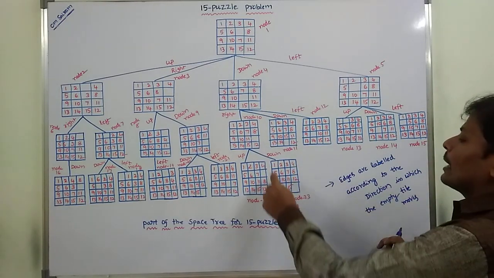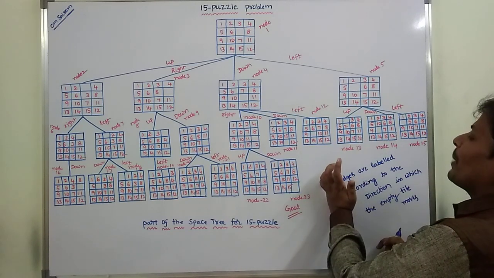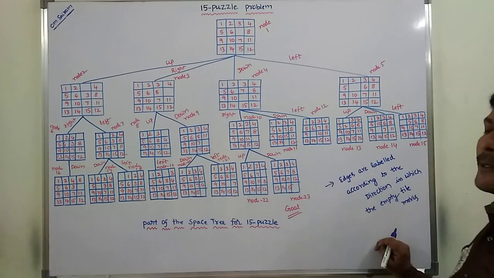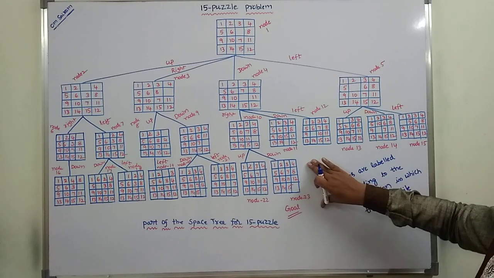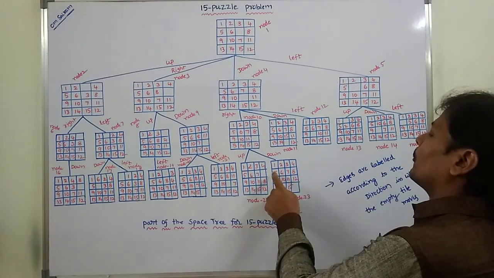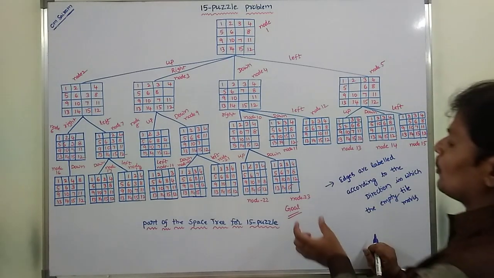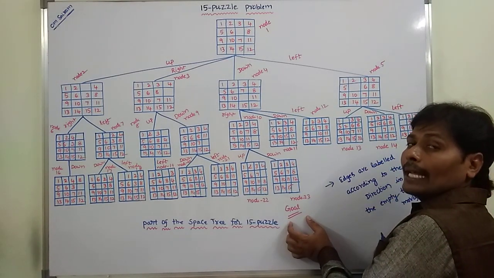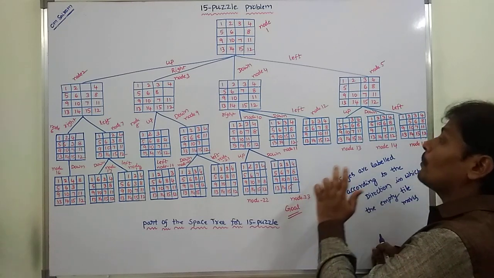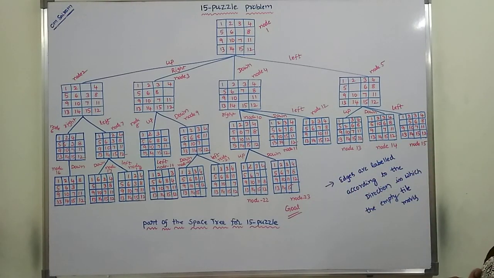When we reach the goal assignment, we stop the extension of the procedure. This is the goal assignment: 1, 2, 3, 4, 5, 6, 7, 8, 9, 10, 11, 12, 13, 14, 15. So once we get the goal assignment, we have to stop the extension of the nodes.